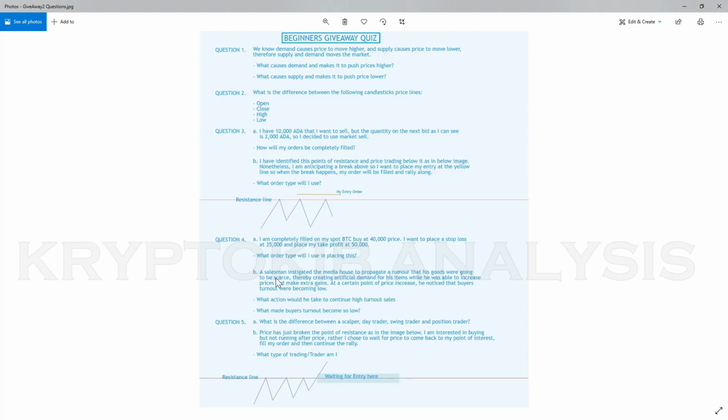Then 4B. Sesma instigated the media house to propagate a rumor that his goods were going to be scarce, thereby creating artificial demand for his item, while he was able to increase prices and make extra gains. At a certain point of increase, he noticed that buyers' turnouts were becoming low. What action would the seller take to continue high turnout sales? So he wants to entice back the buyers. What will he do in this case?